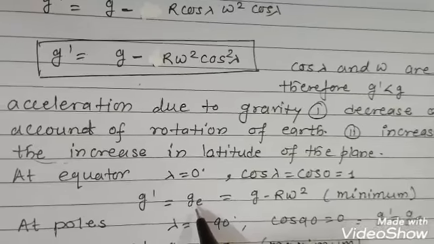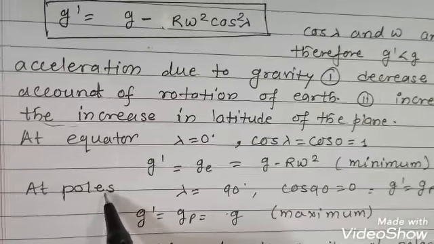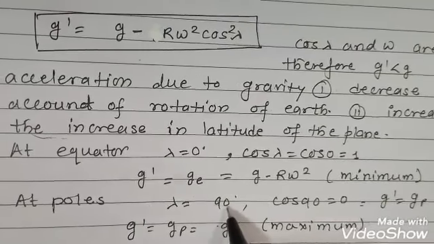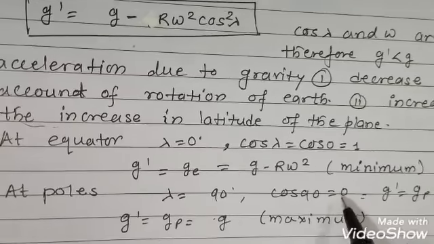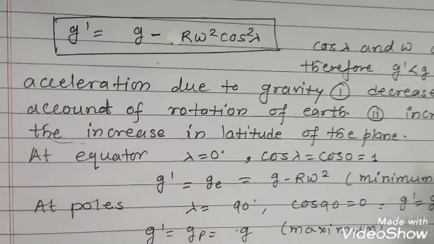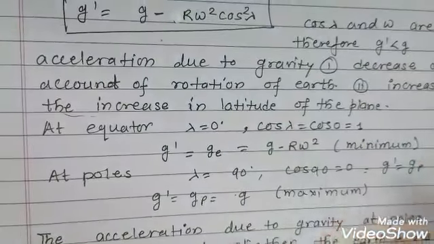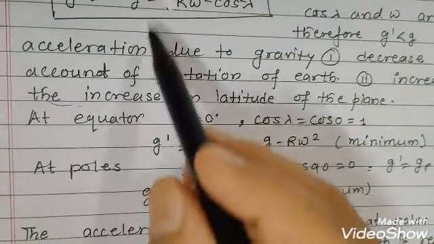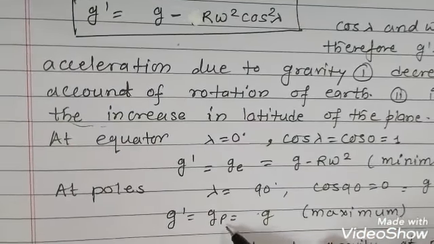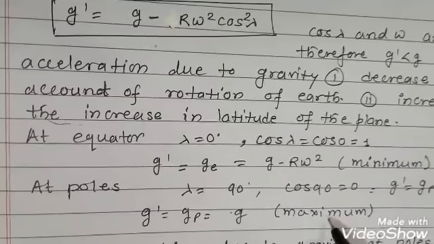That means at the equator, the value of acceleration due to gravity is minimum, and when we go to the pole, in that situation what you will find, lambda is 90 degrees and cos 90 is 0. That is the minimum value. Because it is minimum, the second term will be minimum, so the whole term will be maximized. And now you will find g' is equal to gp, that is acceleration due to gravity at pole, and that will be equal to g only, because the second term will become 0 here, and this will be the maximum value.